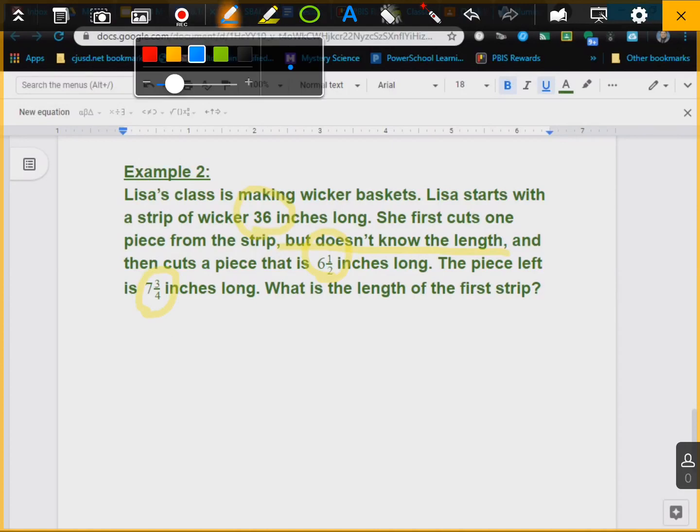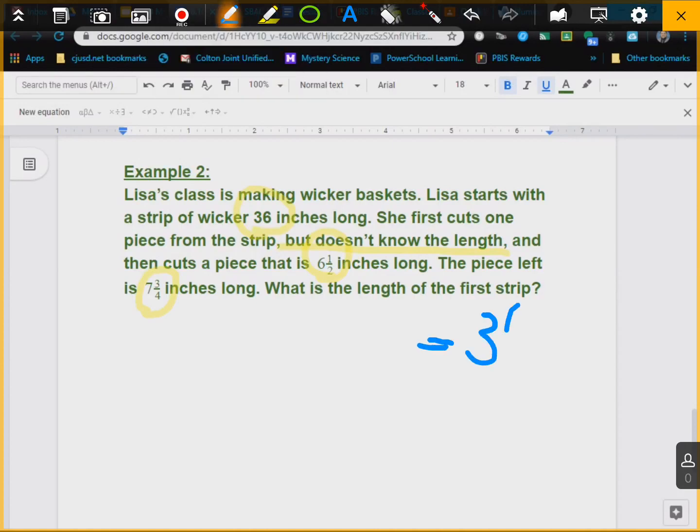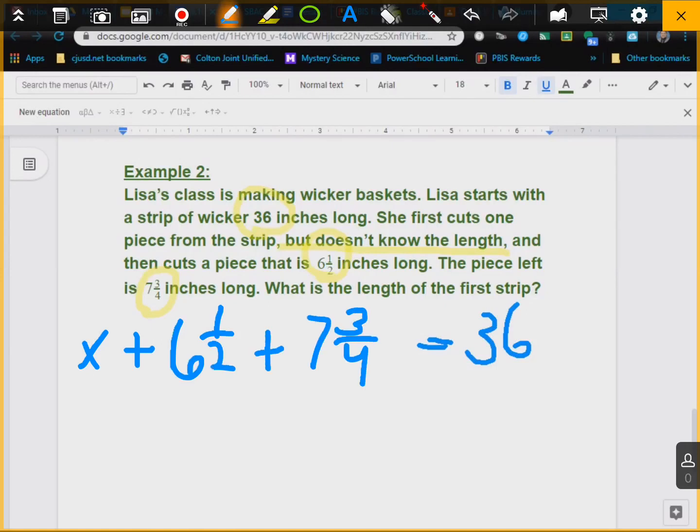So we know it's going to total 36 inches. It's going to equal 36 inches. She cut off one that she doesn't know, so I want to have that x. Then she cut off another one at 6.5, and then she cut off another one at 7 3/4. So all of them together would equal 36. So once again, we need to combine, then subtract to get it on the other side.